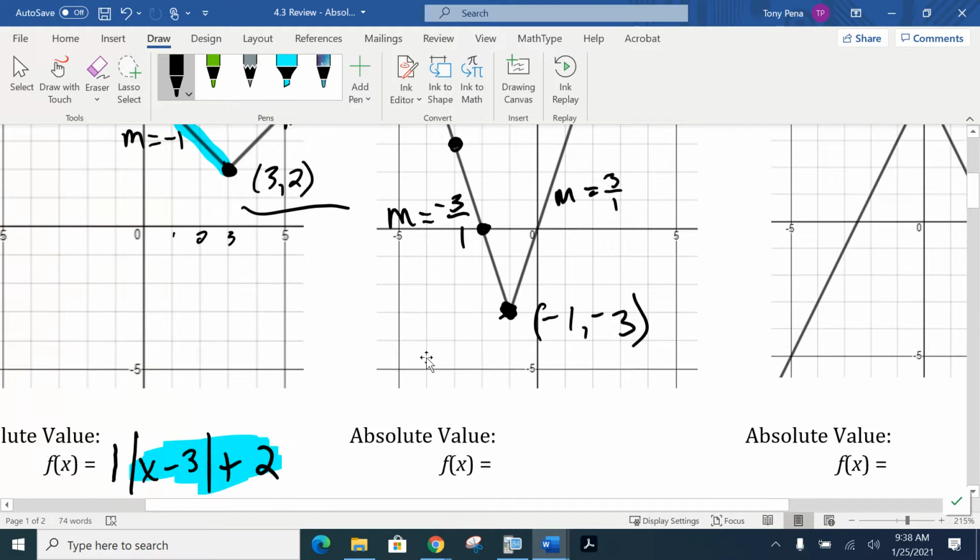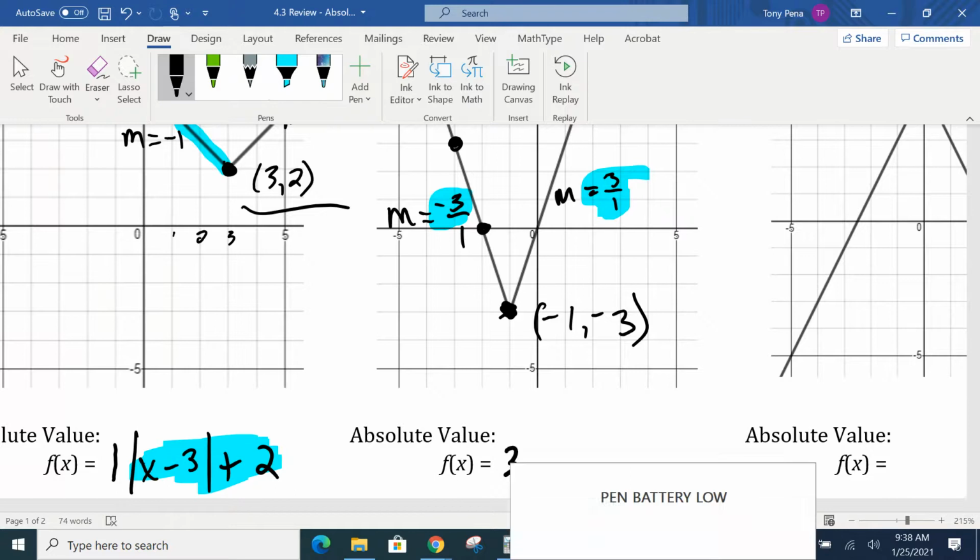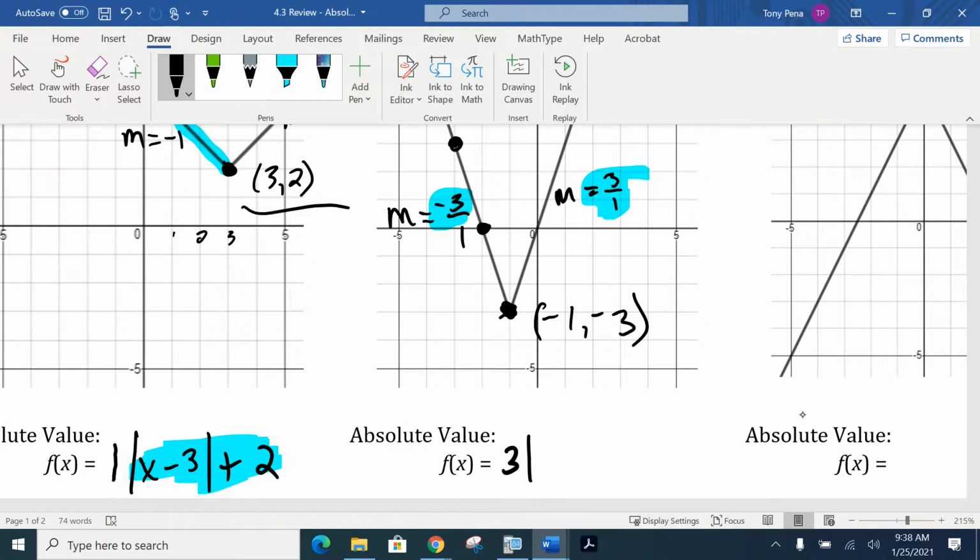Now let's go right to our absolute value equation. Now that our slopes are -3 and +3, we're going to put a 3 in front of the absolute value bars. And then similar to point slope where we do x minus the x coordinate and then plus our y coordinate, we're now going to do that with the point that we are sharing. So in this case, it's -1.